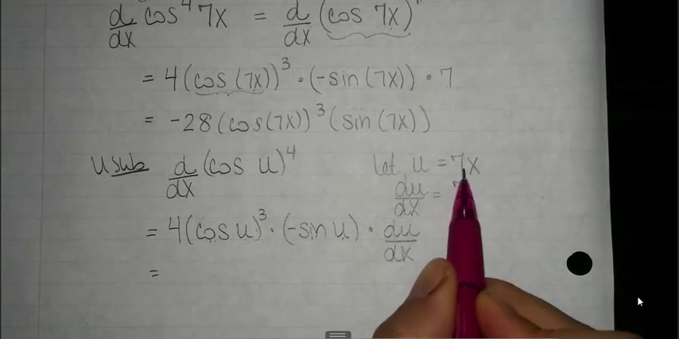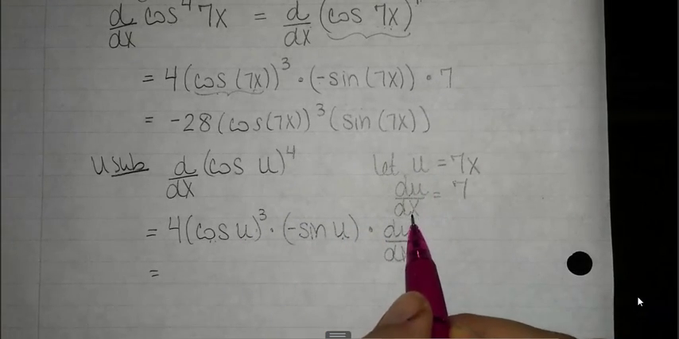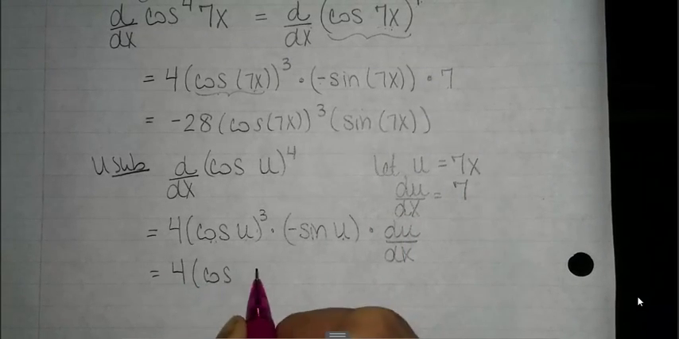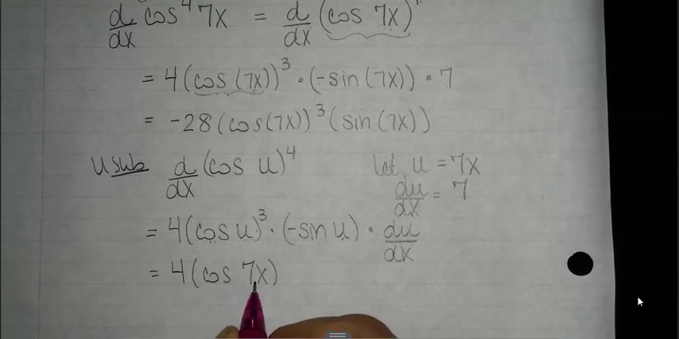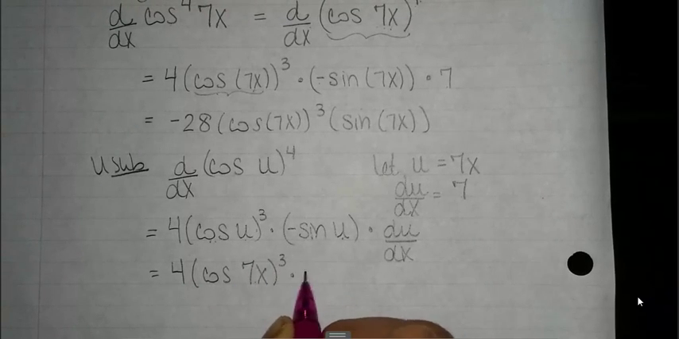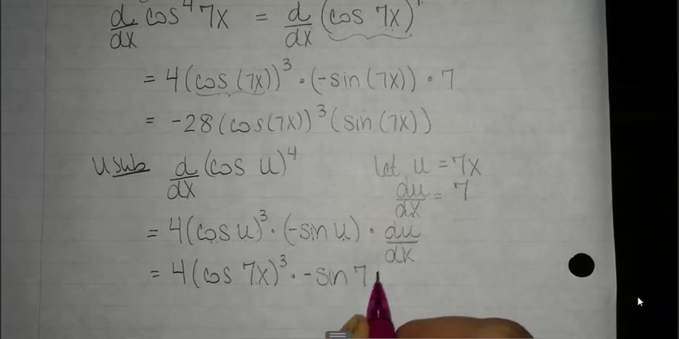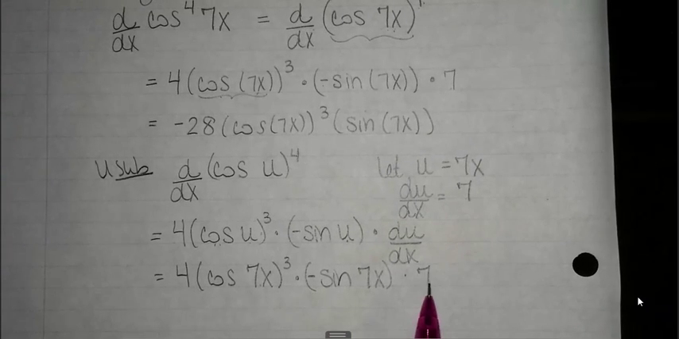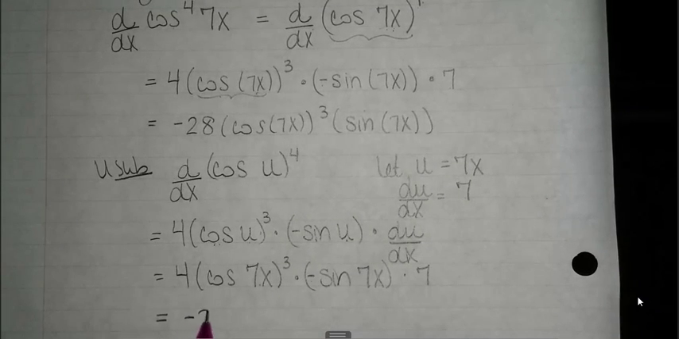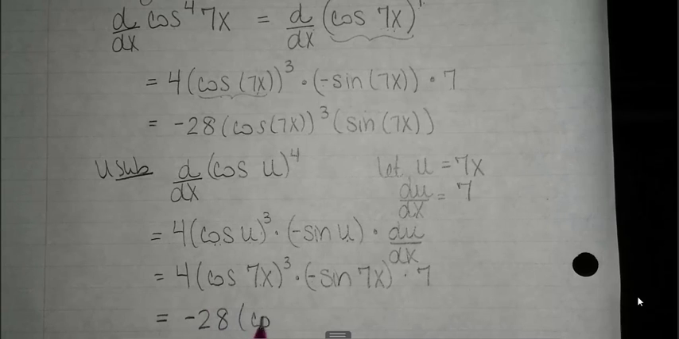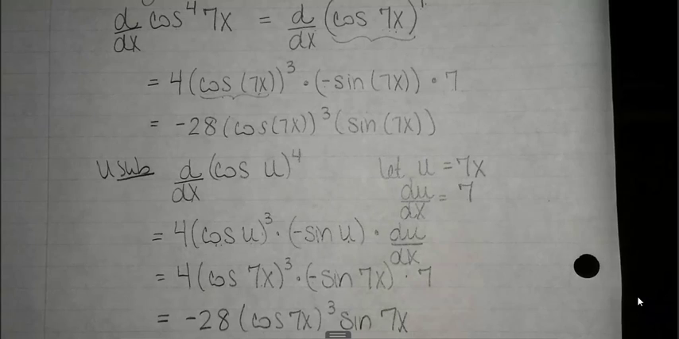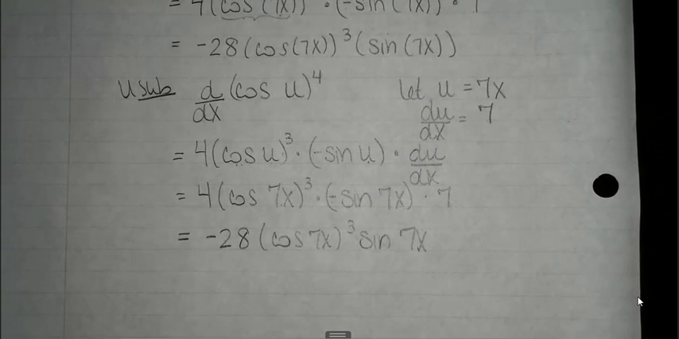Everywhere that I have a u, I'm going to go back and plug in 7x. And everywhere I have a du dx, I'm going to go back and plug in 7. So I put 7x in there. 7x goes there. And then du dx was 7. And once again, I've got a 7 times a negative 1 times a 4. So that's all going to give me negative 28. And then I'll do the cosine of 7x cubed sine of 7x. So a couple ways to do the exact same problem.